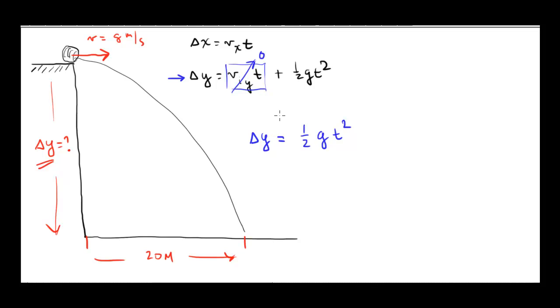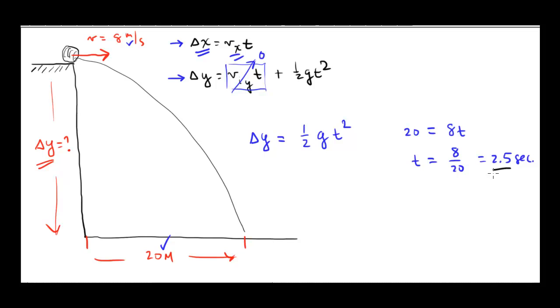Well, how do I find time? Let's look at this equation. I know delta x, that's 20, right? I know that. And I know the v sub x, that's 8. So I can use this equation to solve for t. I'll do that over here. So I'll say 20 equals 8t. So t equals 20 divided by 8. And what is that? That's 2.5 seconds. All right. So now I know the time.